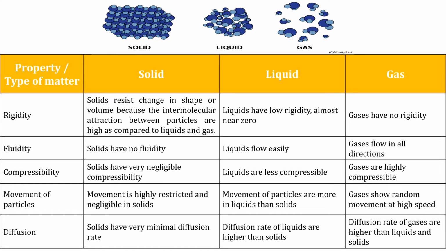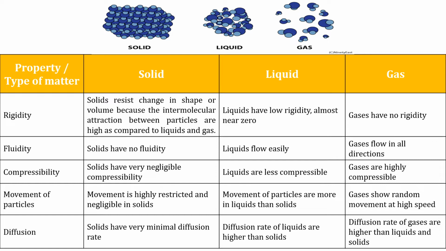Let's learn a few more properties in detail. Rigidity. Solids resist change in shape or volume because the intermolecular attraction between particles is high as compared to liquids and gases. Liquids have low rigidity, almost near zero. Gases have no rigidity. The next property is fluidity. Solids have no fluidity. Liquids flow easily. Gases flow in all directions. The next property is compressibility. Solids have very negligible compressibility. Liquids are less compressible. Gases are highly compressible.